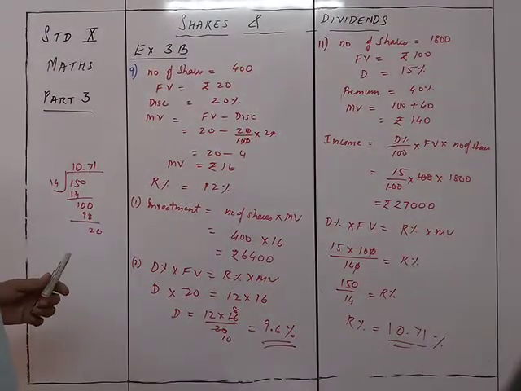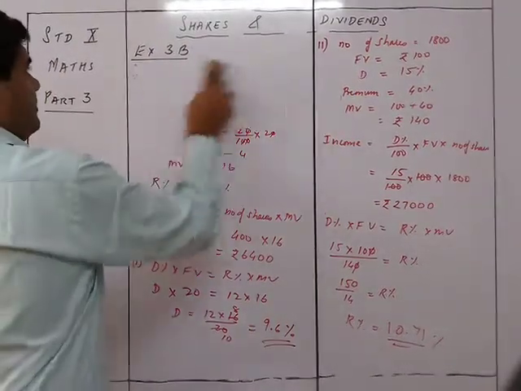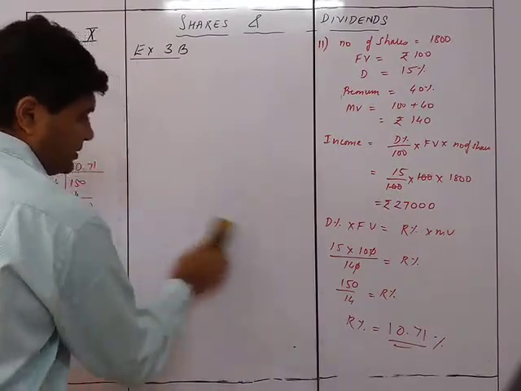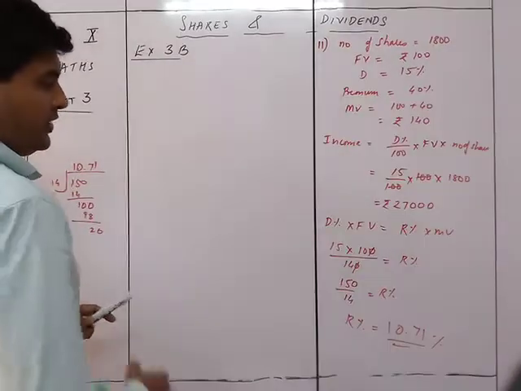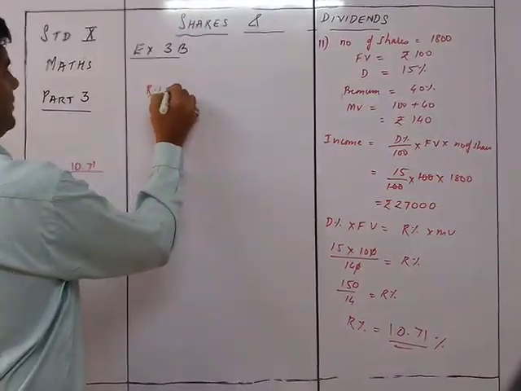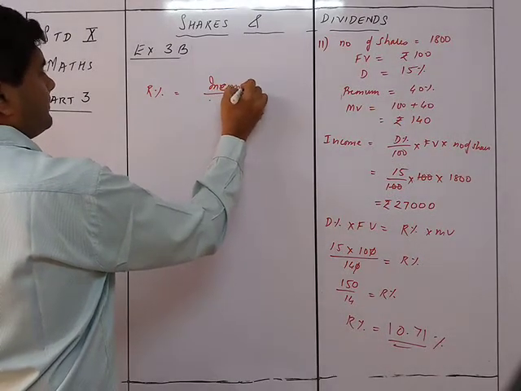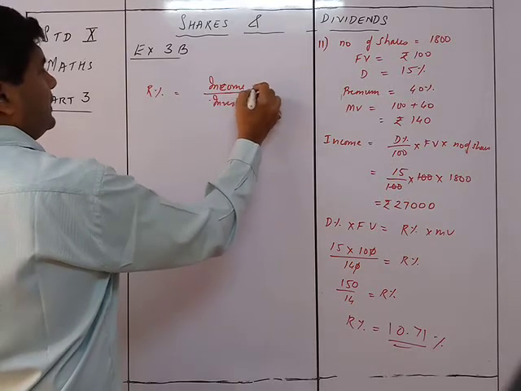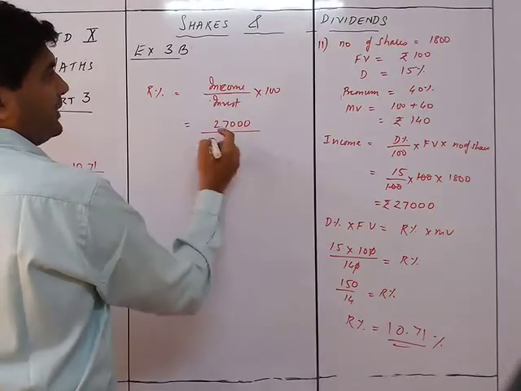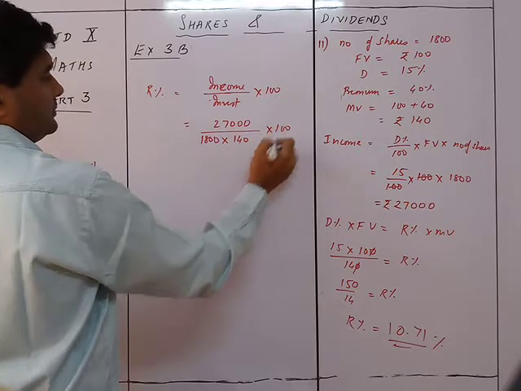Income, investment. Let us try the other method also. Let's see if we are getting the same answer, because the answer is different behind. I don't see any calculation error. 15 into 100, yeah, it's a simple thing. Otherwise, we see over here that R percent is equal to income upon investment into 100. Income we know is 27,000. Investment is 1800 into 140 into 100.